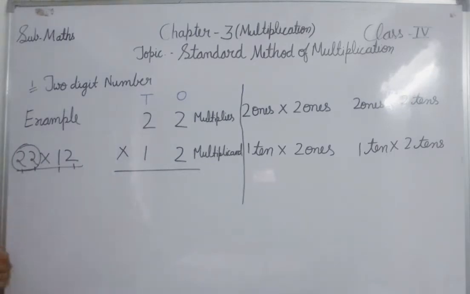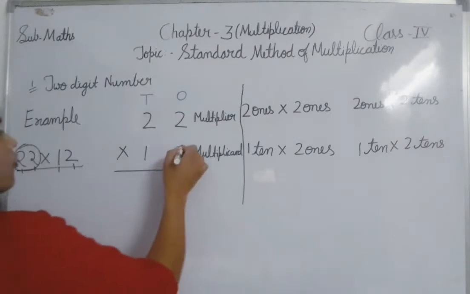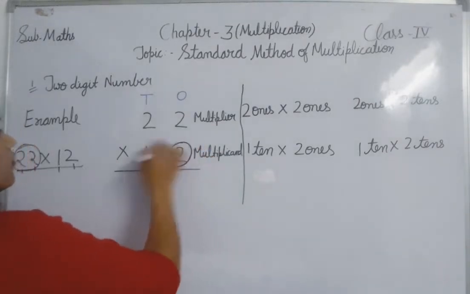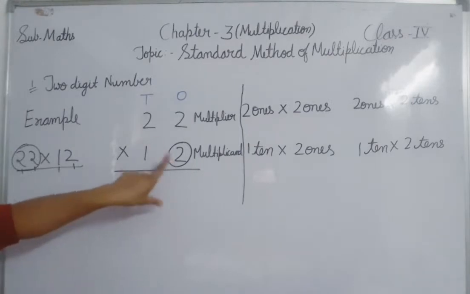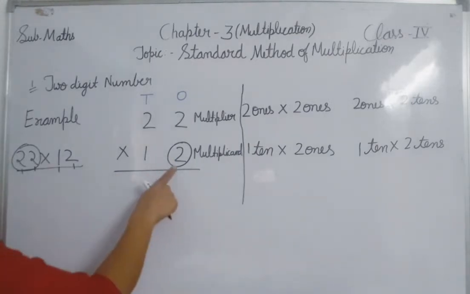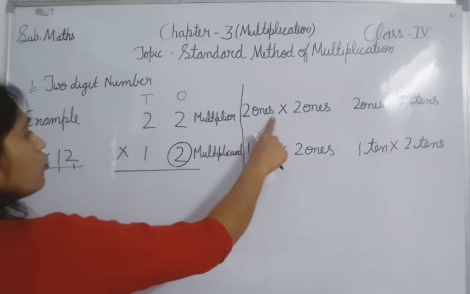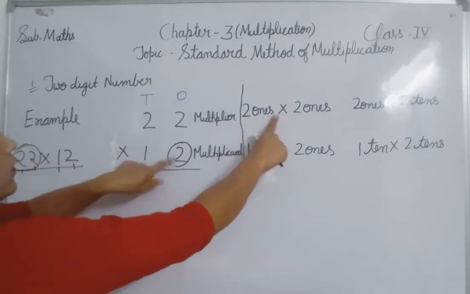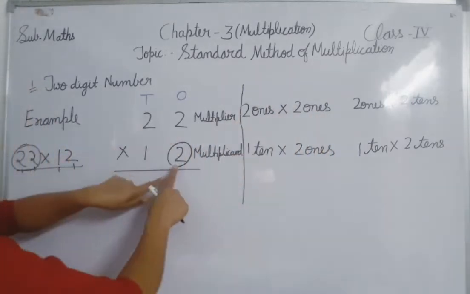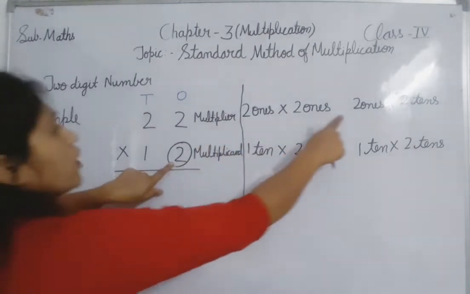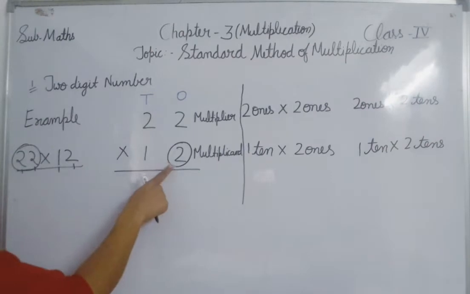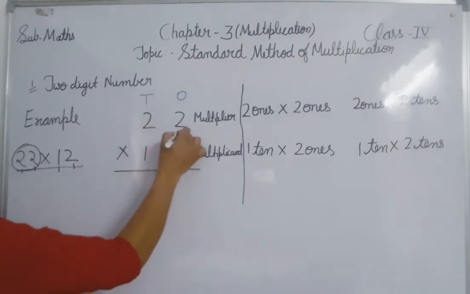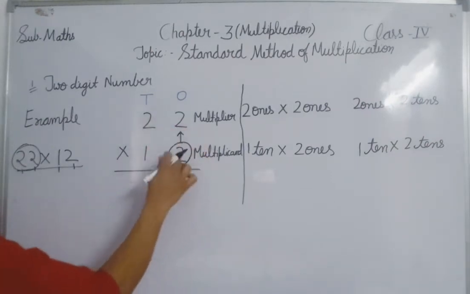Now what is the procedure to multiply it? First we'll start from the ones place. This is our first multiplicand digit, 2. First we'll multiply 2 with 2 ones, then we'll multiply this 2 ones with 2 tens. So let's start. First we'll multiply this number with this. I am multiplying it.